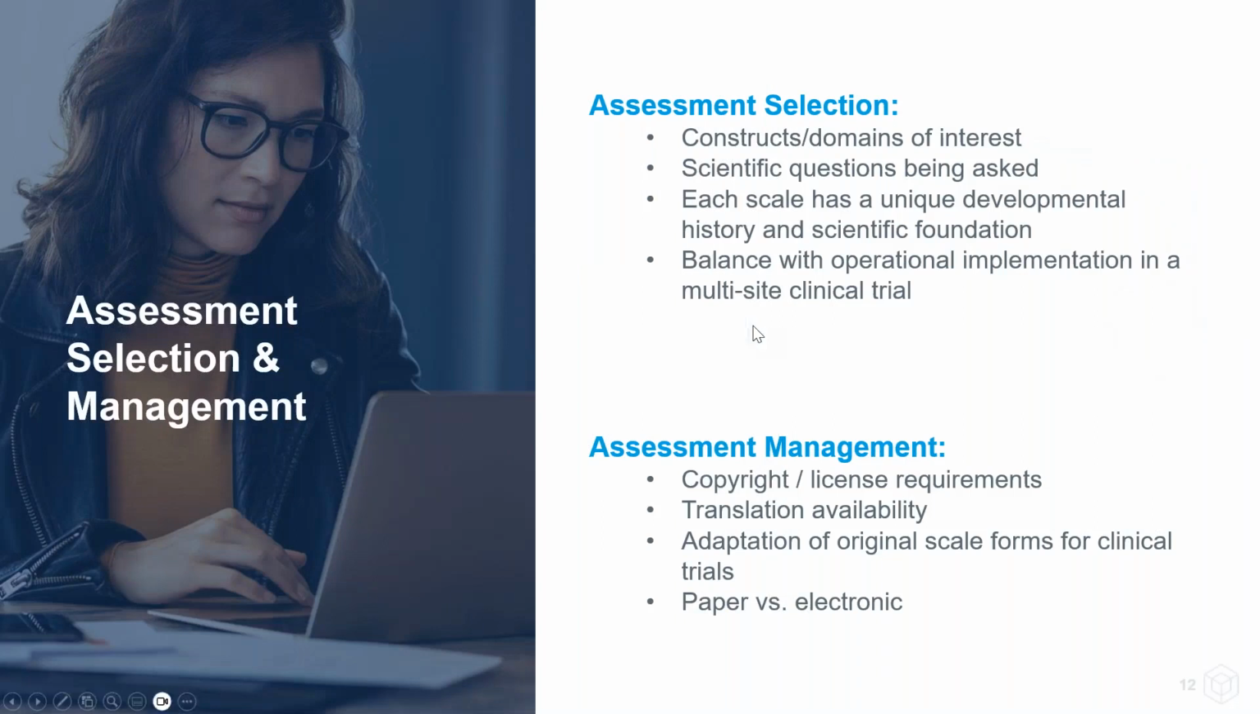Next slide, please. So in terms of assessment selection, it's really determined by the constructs or the domains of interest and the scientific questions being asked in the clinical trial. And for many indications and constructs, these decisions are relatively straightforward. Reliable, valid, and effective measures are available for many commonly examined domains and constructs. But of course, it's less true for others.